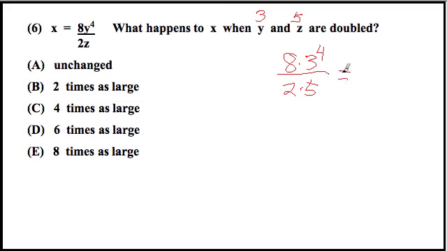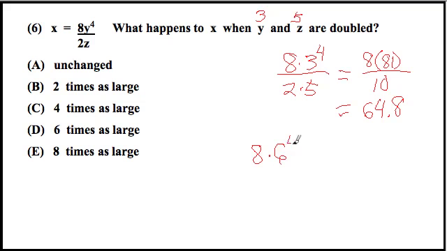3 squared is 9, so 9 times another 9 is 81. So we have 8 times 81 over 10, and that's going to give us 64.8. Okay, and now when we double them, y becomes 6, so it becomes 8 times 6 to the 4th over 2 times 10.